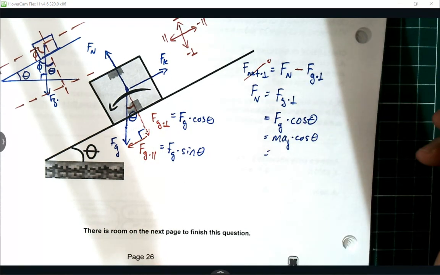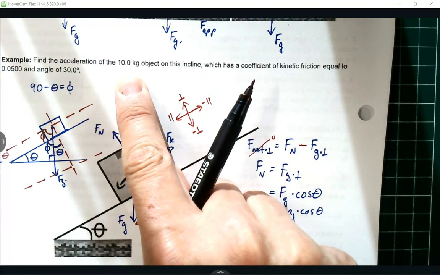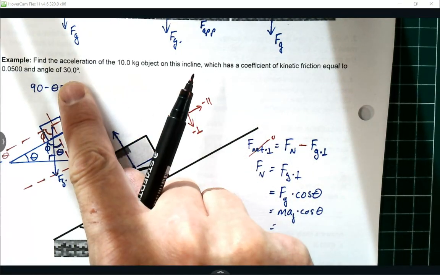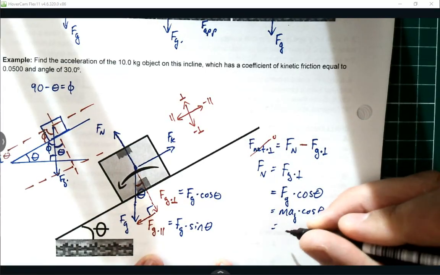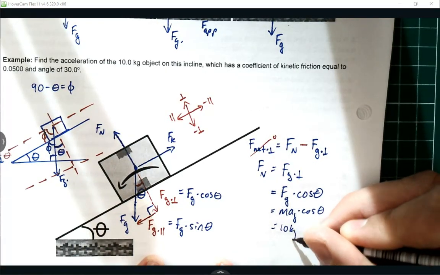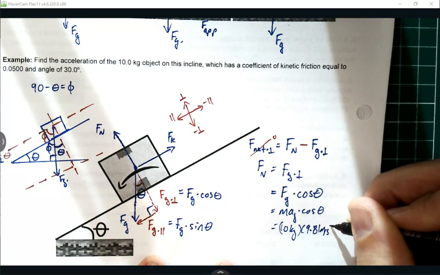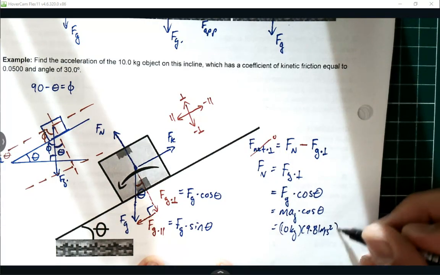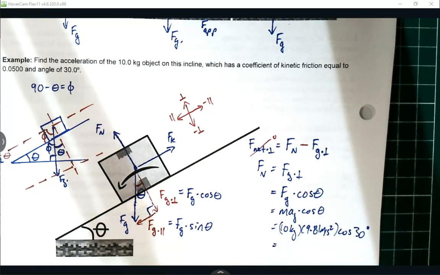Oh, did we give a mass to this? Oh yeah, it looks like there's some information here. It says that the mass of this box is 10 kilograms, it's on an incline at 30 degrees, and there's a coefficient of friction of 0.05. So I've got a mass of 10 kilograms, 9.81 meters per second squared, cos 30 degrees. And somebody with a calculator, what's the F normal on this box?